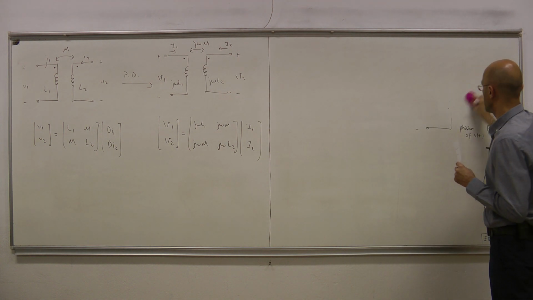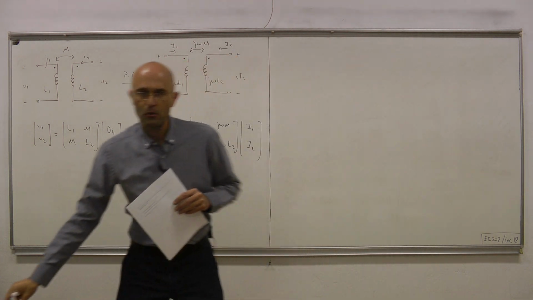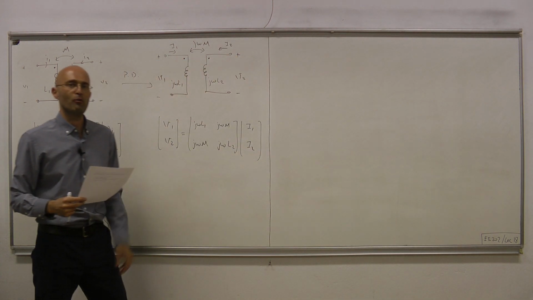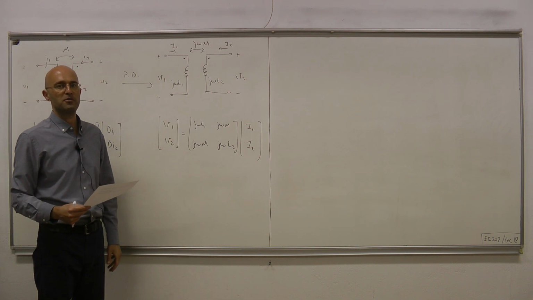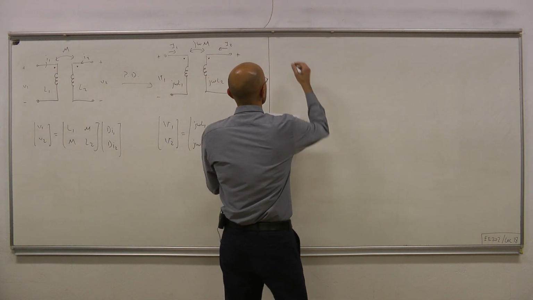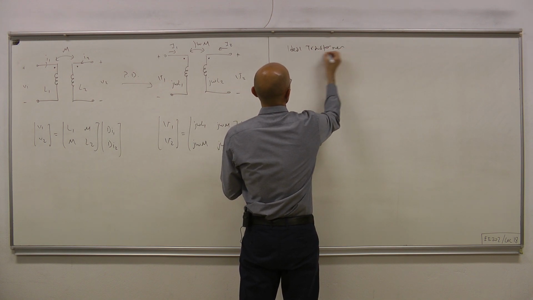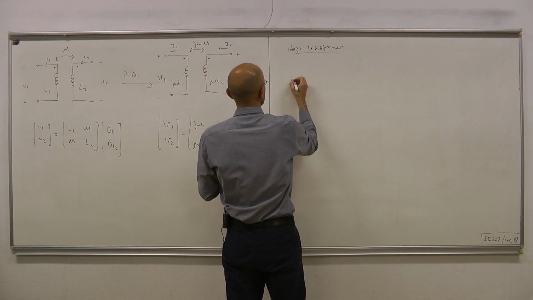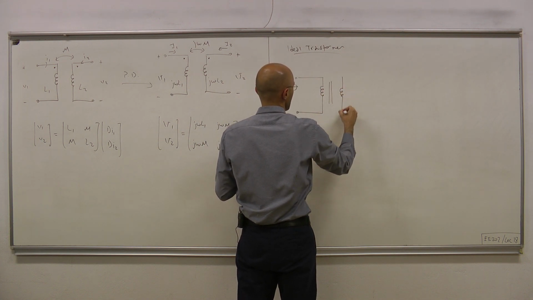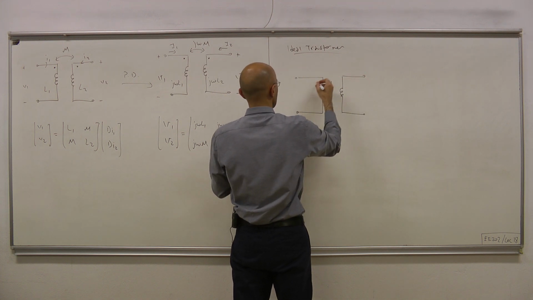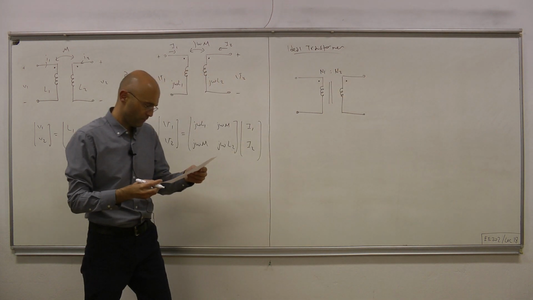Since the terminal equation for the ideal transformer is algebraic in time domain, what we do is we just write down the same equation in phasor domain, the only difference being that instead of time domain signals, we now have capital letters representing the phasors. Okay, so ideal transformer, turns ratio N1 to N2.